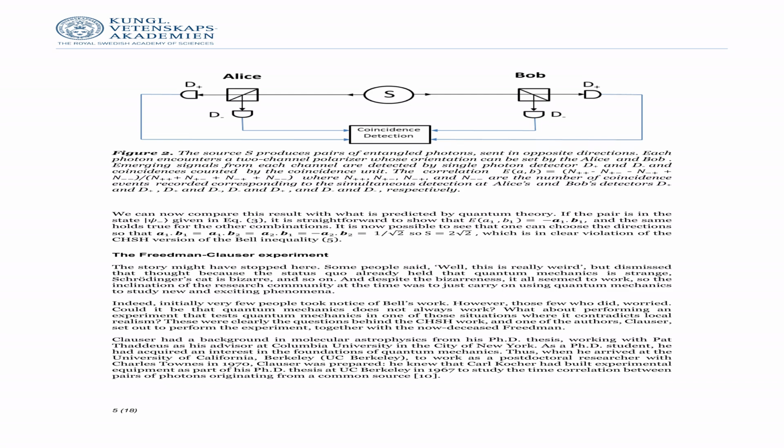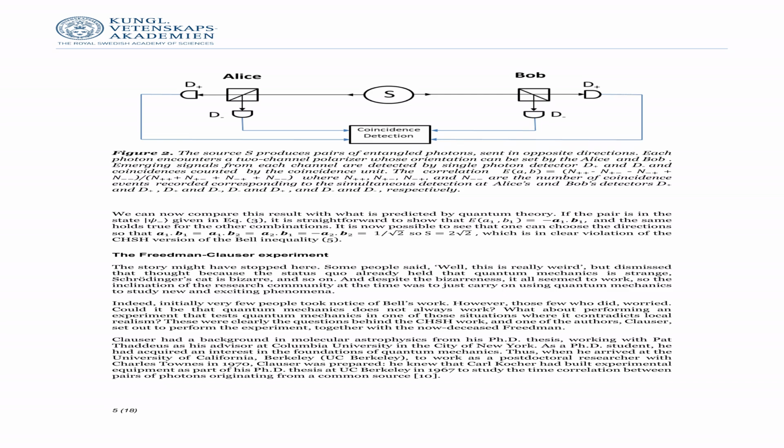Clauser had a background in molecular astrophysics from his PhD thesis, working with Pat Thaddeus as his advisor at Columbia University in the city of New York. As a PhD student, he had acquired an interest in the foundations of quantum mechanics. Thus, when he arrived at the University of California, Berkeley, UC Berkeley, to work as a postdoctoral researcher with Charles Townes in 1970, Clauser was prepared.